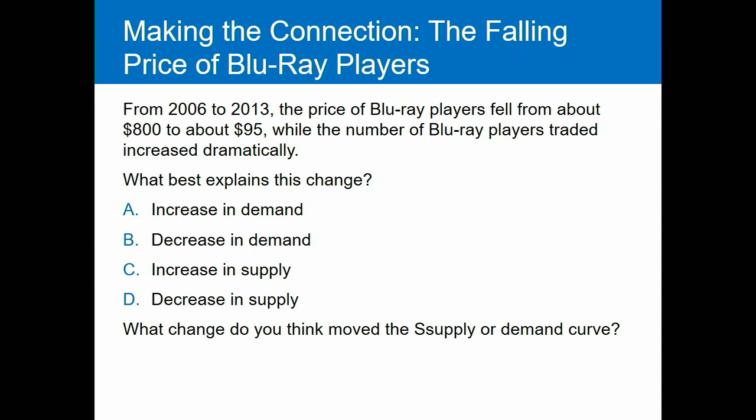So let's do an example. The price of Blu-ray players from 2006 to 2013 fell from $800 to $95. That was a pretty significant drop. And the number of Blu-ray players that people bought increased substantially. So which of these four options do you think best explains what's going on there? Do you think it was supply or demand that caused it? And then do you think it was an increase or a decrease?